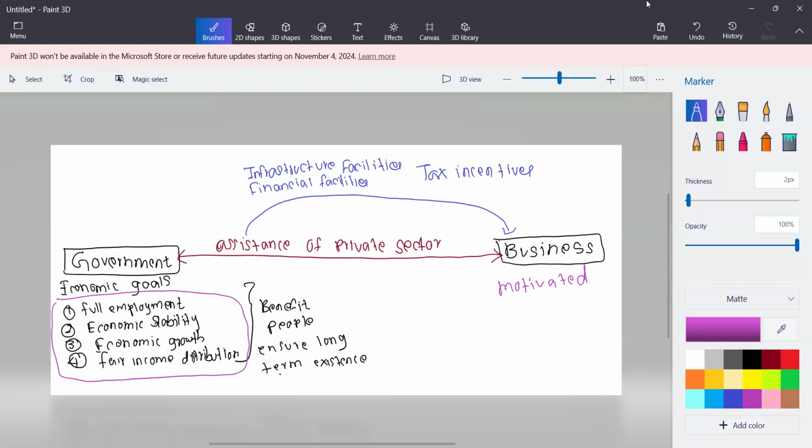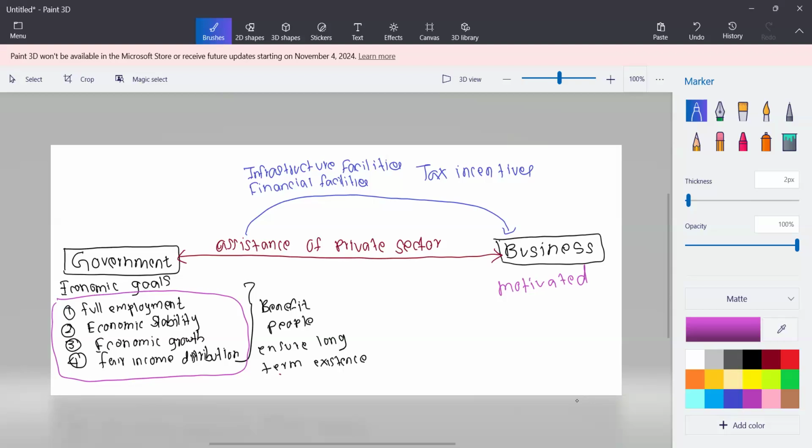Now, if this business gets motivated, what will happen is they will expand their business. They will do expansion. They will pay tax on time. They will provide resources. Those are correct. What will they do? They will expand their business.